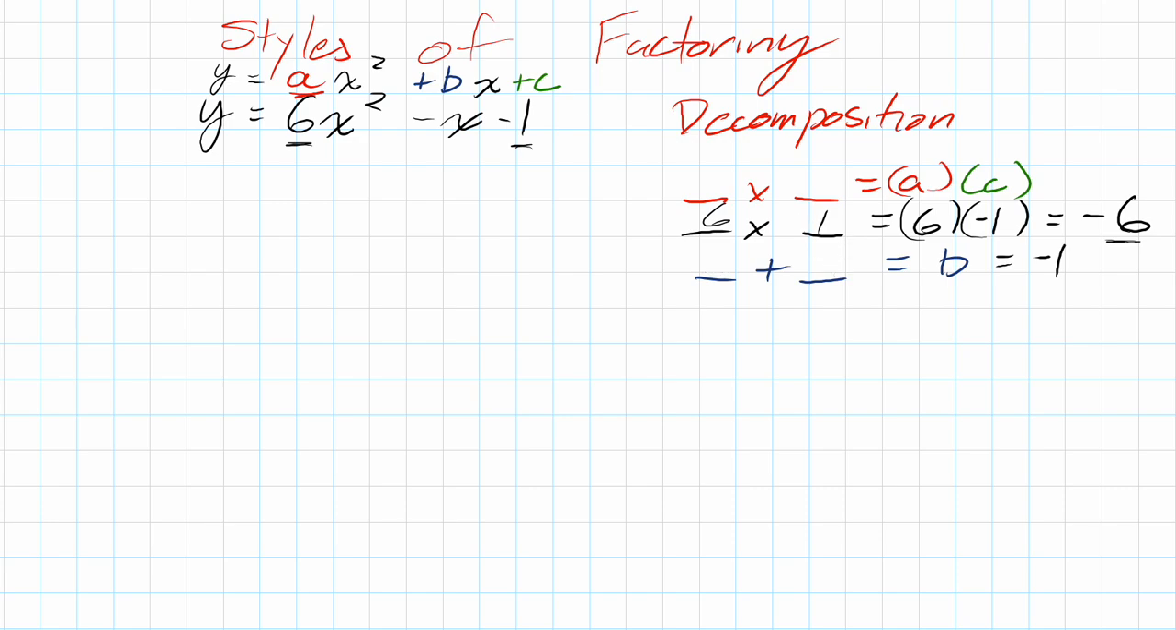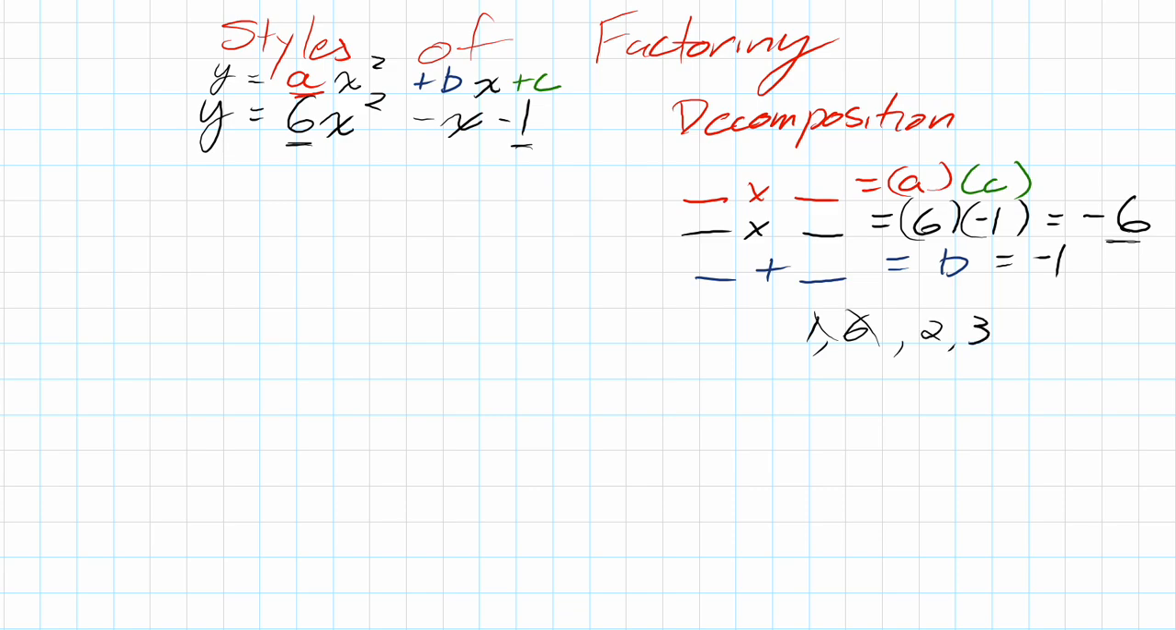What if we put the negative on the 6 instead? So we try both variations of it, okay? Negative 6 times 1 gives me negative 6. That works out. Negative 6 plus 1 is negative 5. So that doesn't work. So we know we've done 1 and 6. Those are no good. Can you think of any other factors of 6? 2 and 3. 2 and 3.